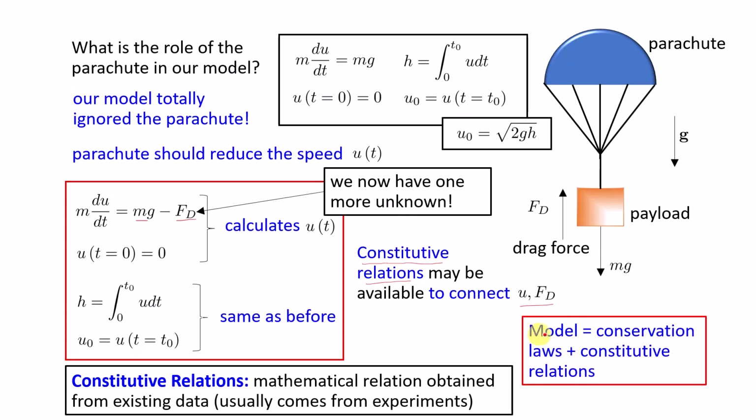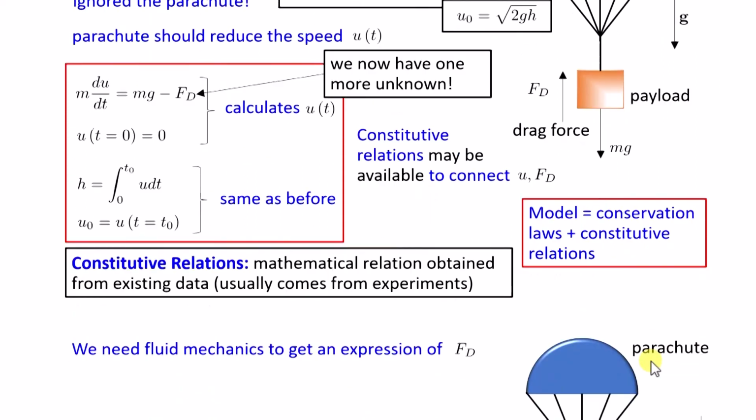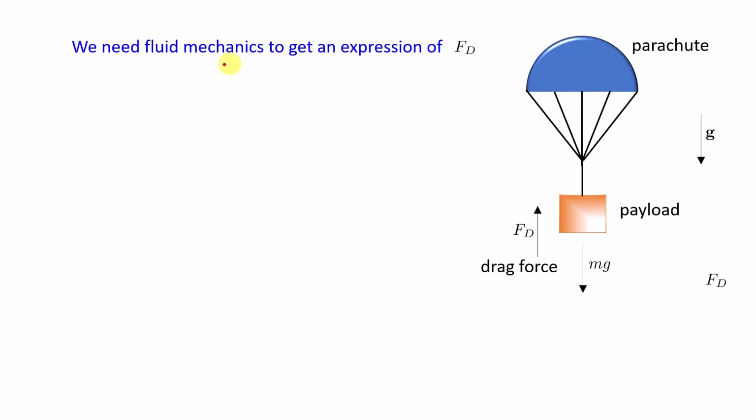So overall, you can see, as we have discussed in our last lecture, that models come from conservation laws, but most of the time conservation laws are not enough to constitute a model. We need additional relations to constitute the model, and that is where the constitutive relations come into play. So how do we get these constitutive relations? Well, we will get the relation between speed and drag force from fluid mechanics.